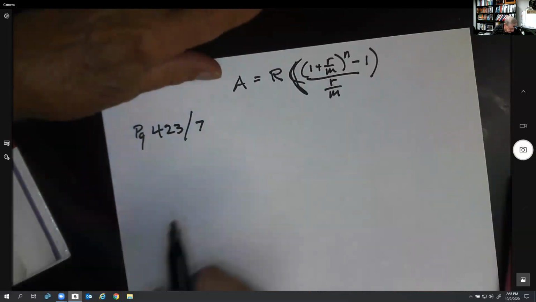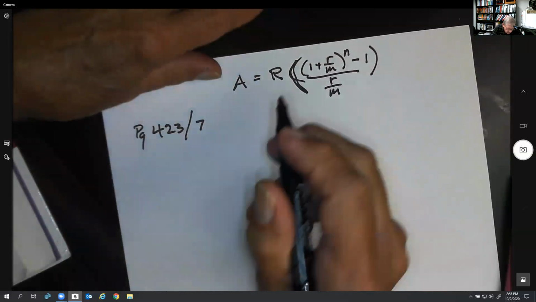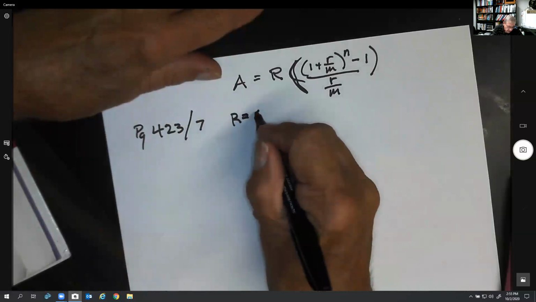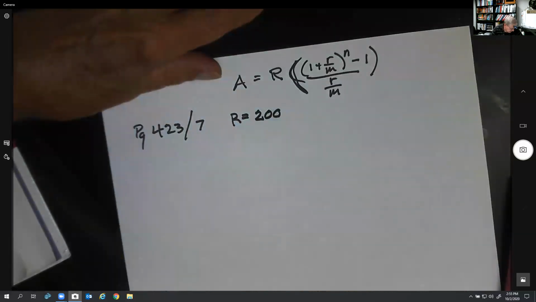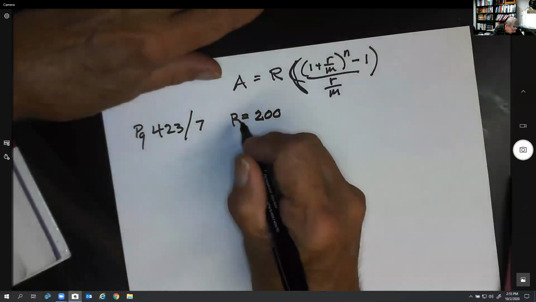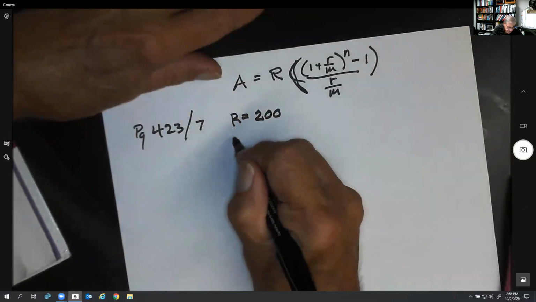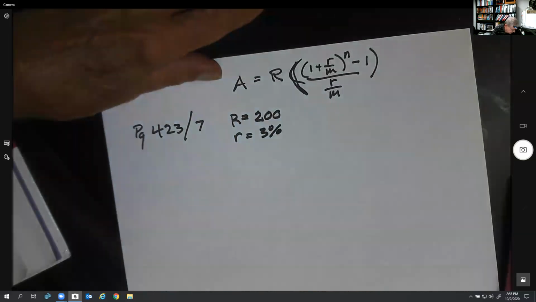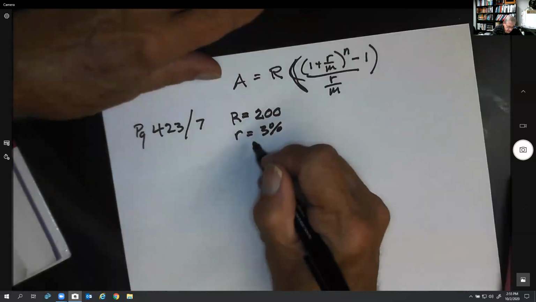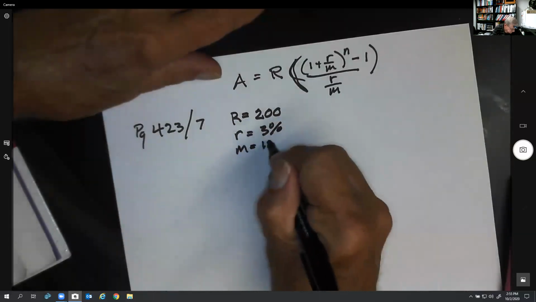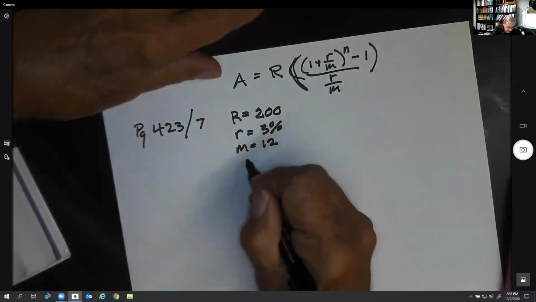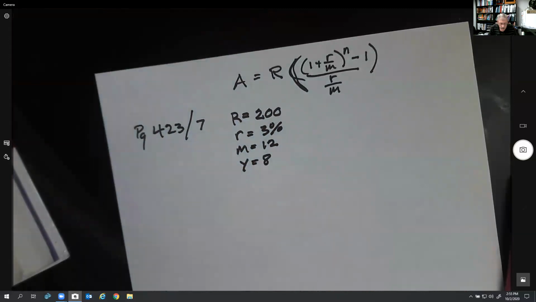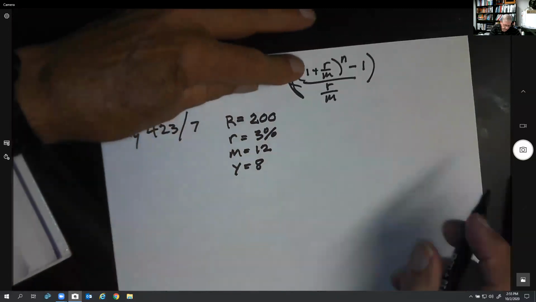Okay, so what you're looking for is the amount. You're putting $200 into this account. So that's what R is, the $200. Your yearly percent is 3%. That's little r, 3%. You're doing this monthly, so M is 12. And you're doing it for 8 years. Y is 8.